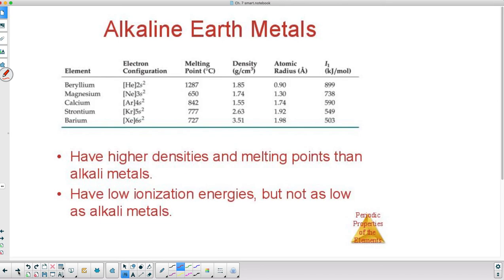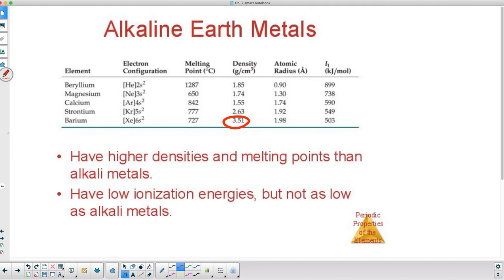So what else do we have here? Alkaline earth metals have higher densities and melting points than alkali metals, but still relatively low. These densities are still pretty low. This may be more average for a metal, but metals tend to be higher in density than nonmetals and have lower ionization energies than nonmetals.